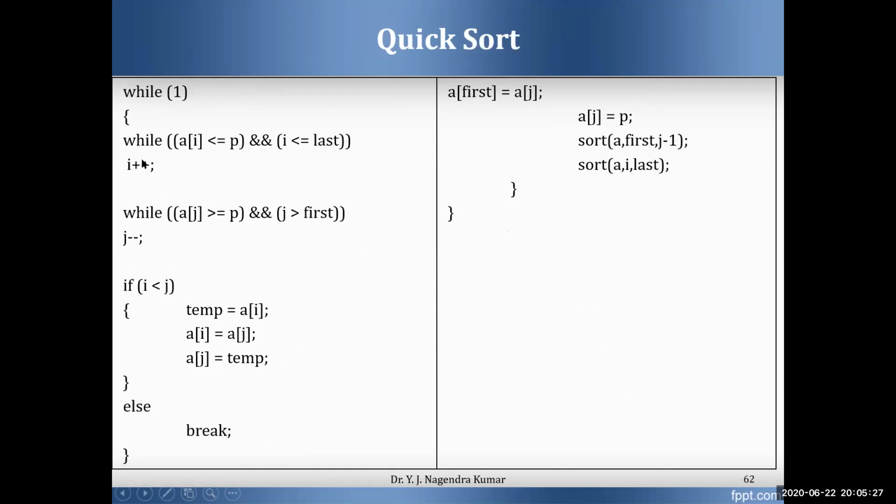Now in the while loop, another while is there. While a of i, that is, a of i less than p. That means you are comparing the ith index with the 0th index. 0th index is what? Here pivot element. If the ith index value is less than pivot element, and as well as i is less than j, if both conditions are true, now it increments the value of i.